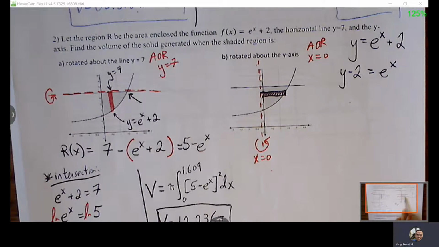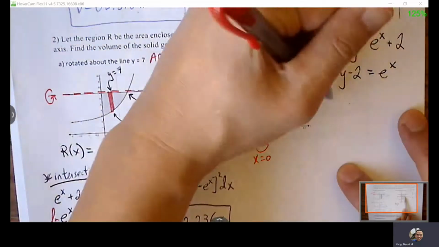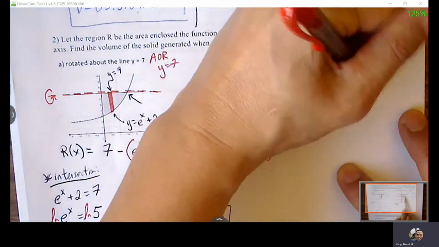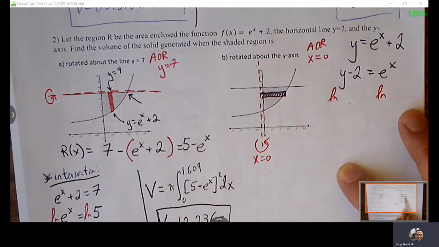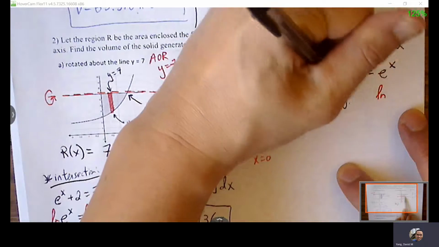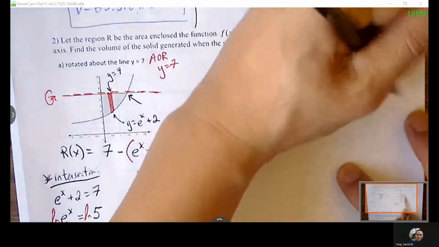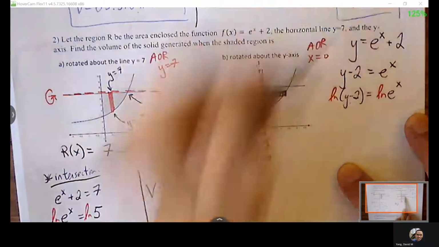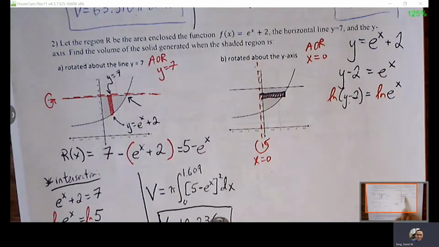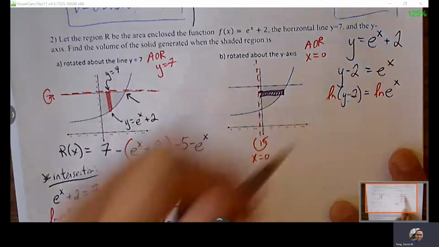So what can I do to get that e to go away? Take the log of both sides. Natural log, right? Natural log allows that exponent to come down. It also allows the natural log and e to cancel each other out.